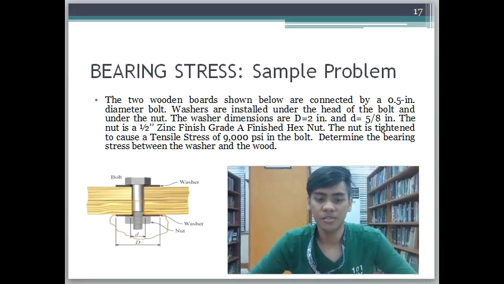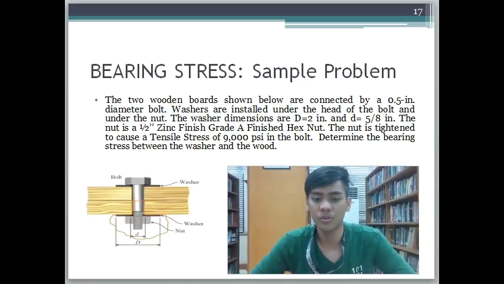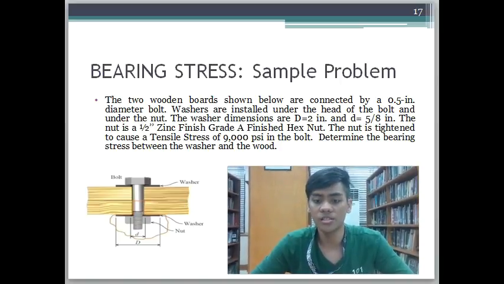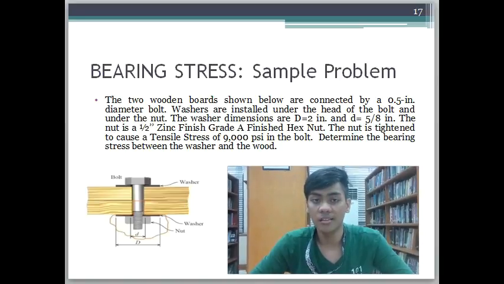Our next problem is on bearing stress. For our problem, the two wooden boards shown below are connected by a 0.5 inch diameter bolt. Washers are installed under the head of the bolt and under the nut. The washer dimensions are: outer diameter equal to 2 inches and inner diameter equal to 5/8 inch.